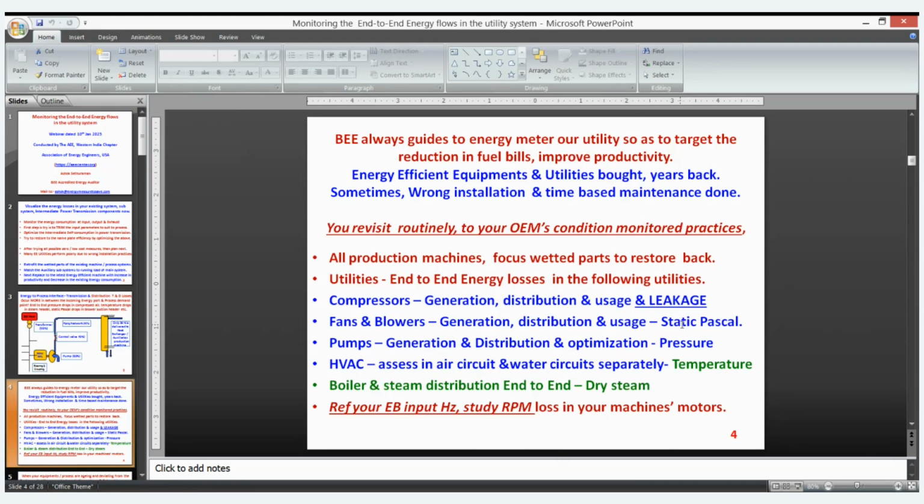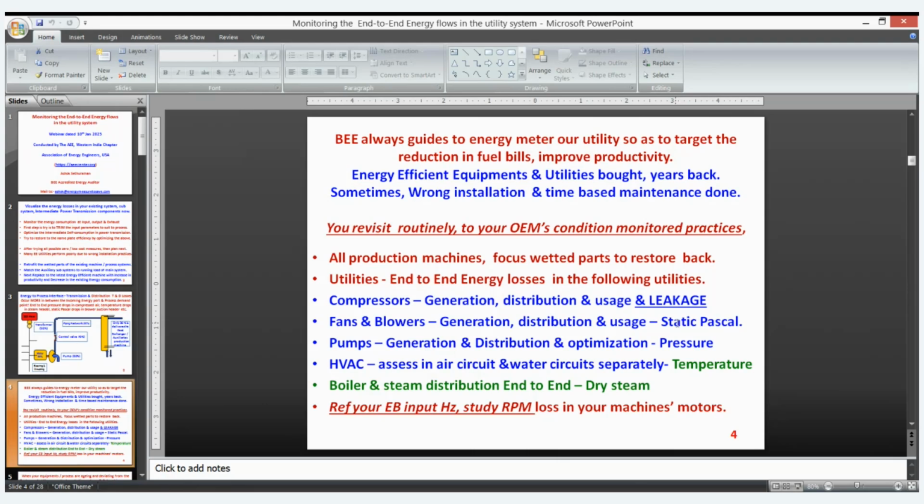Then on the pumps: generation, distribution, optimization on the pressure side. For the given flow rate of the pump, what is the pressure gradient kept in the suction, what is the pressure gradient kept in the discharge, and what is to be there at the pump's delivery point.